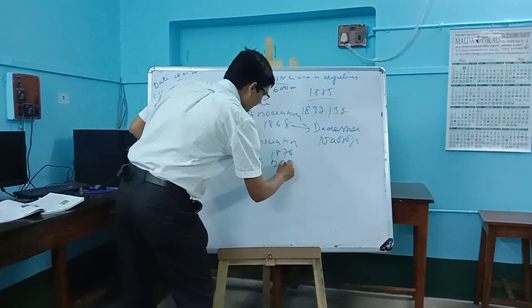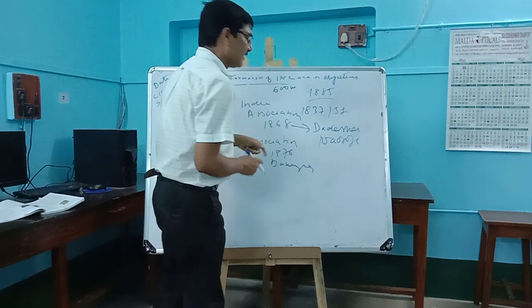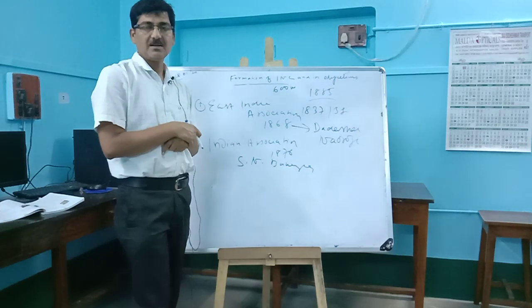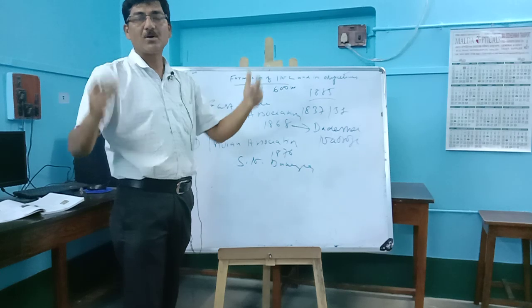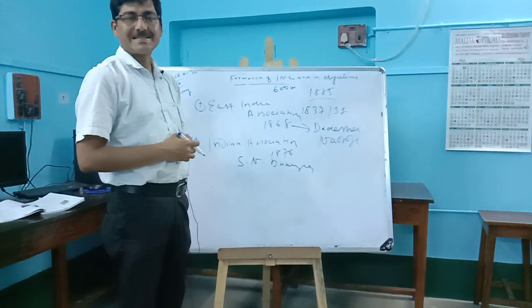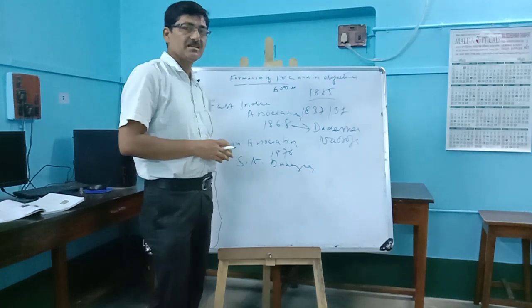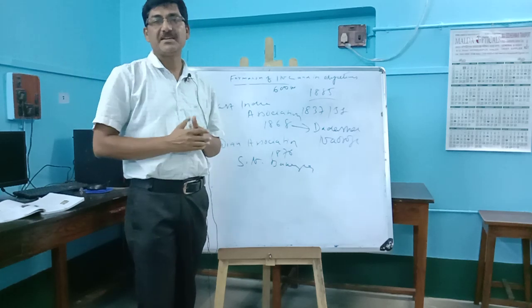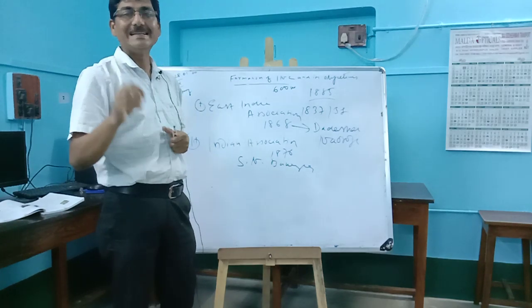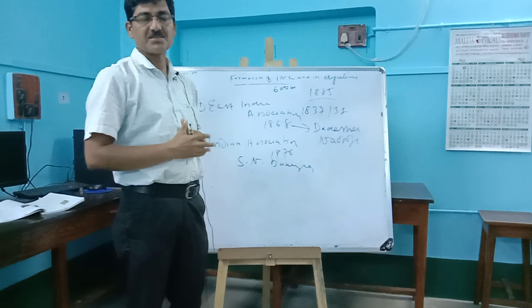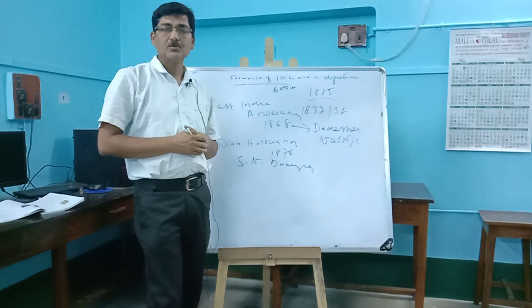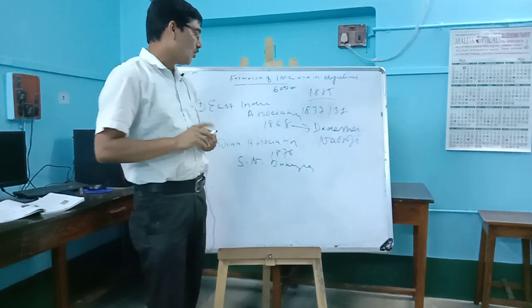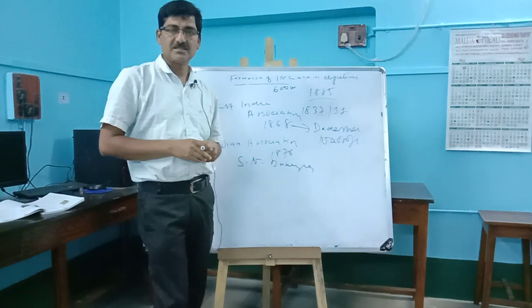Another important organization was founded by another Bengali leader, Surendranath Banerjee, in 1876. Surendranath Banerjee, the uncrowned king of Bengal, set up not only this organization but also other organizations like the Indian National Conference. So what were the objectives of the Indian Association?